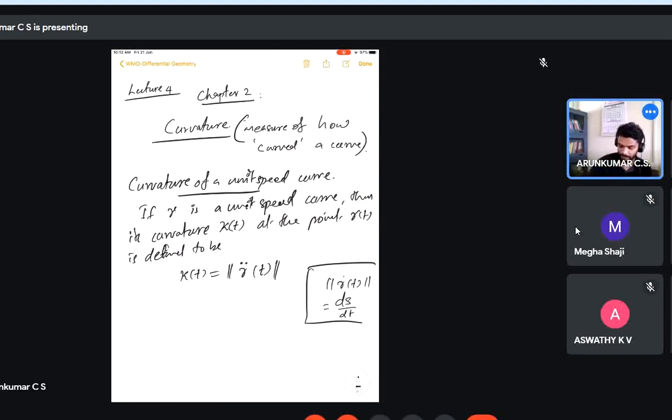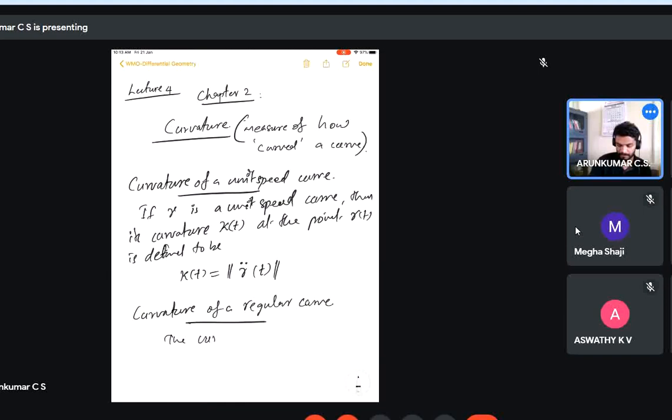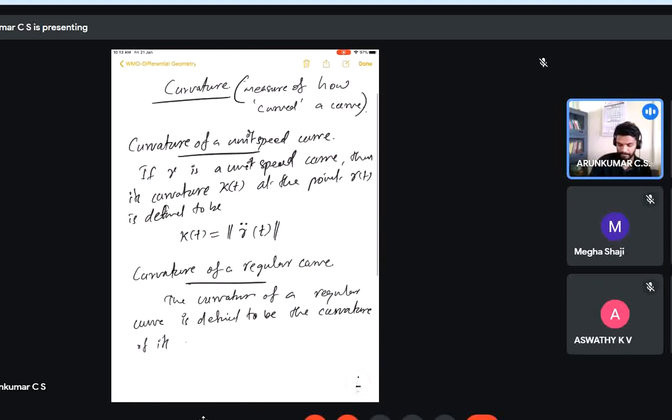That's true. So to analyze a curve, what we are studying is arc length and curvature. They are nothing but precisely its first derivative and second derivative. Okay, so this is the curvature of a unit speed curve. Now, as I told you, we can define the curvature of a regular curve. The curvature of a regular curve is defined to be the curvature of any unit speed reparameterization.